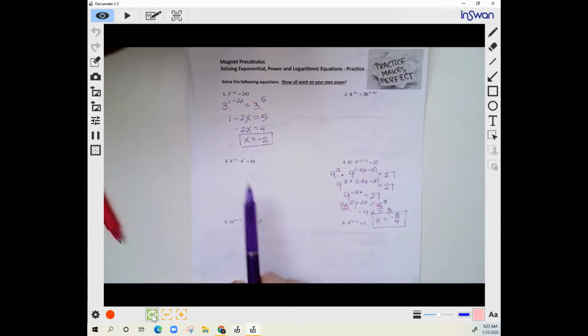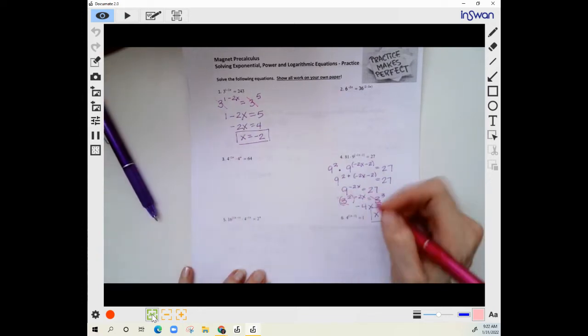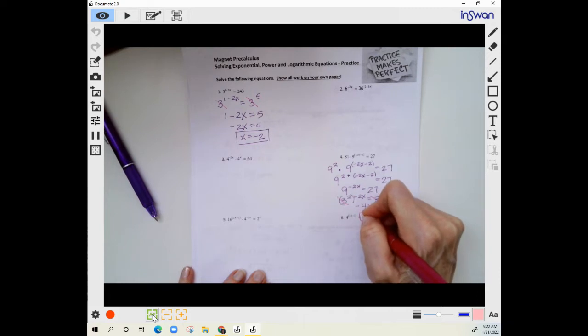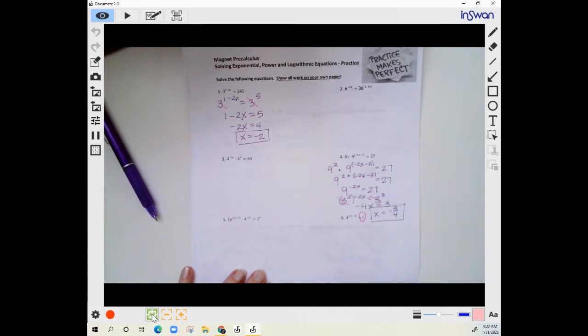Okay, so again, 3 and 5 would be similar to that. I'm not going to do number 6 for you, but we do need to get the bases to match. So if you're going to use your exponential equation strategies, try and be creative. Is there a way that I can rewrite 1 with a base of 4? Well, 4 to what power would equal 1? Got to think about that.